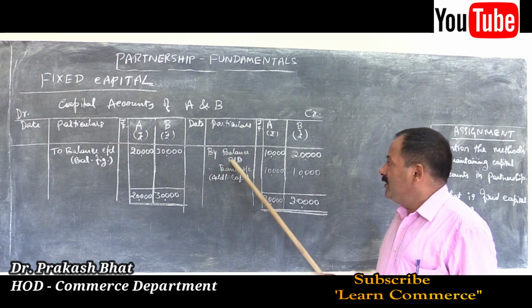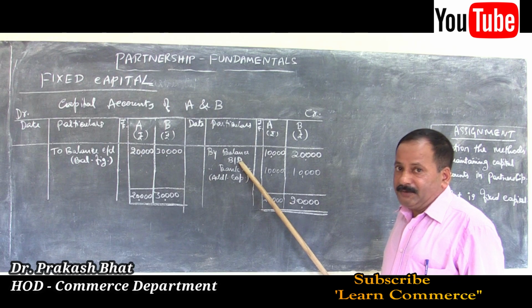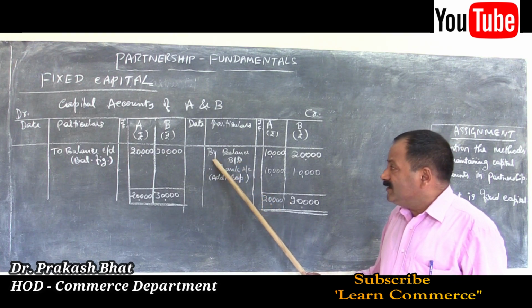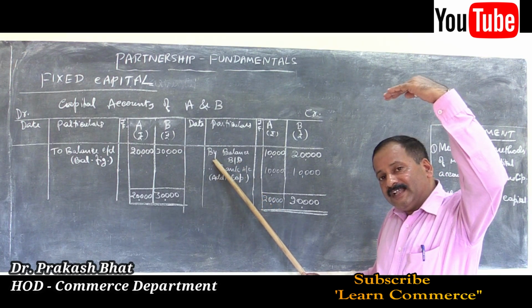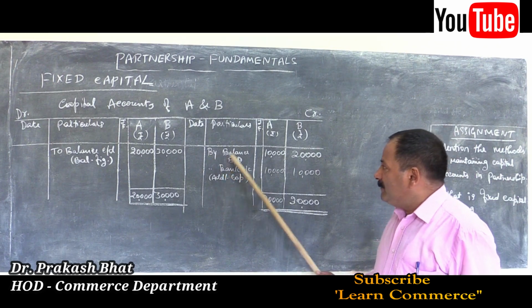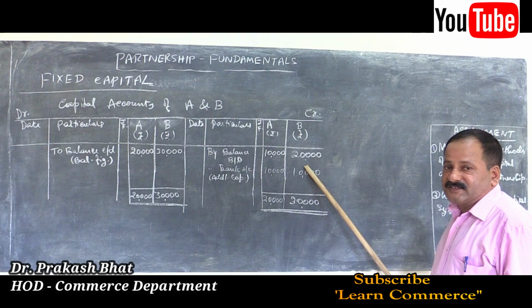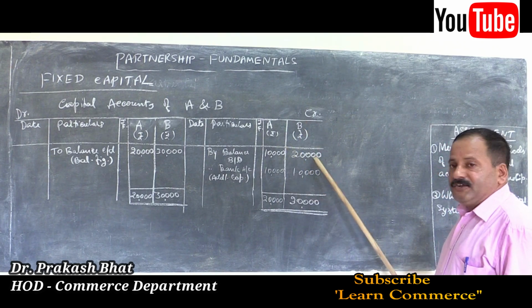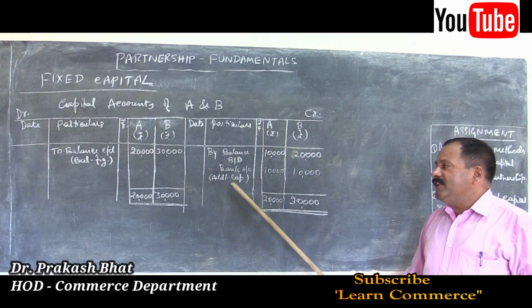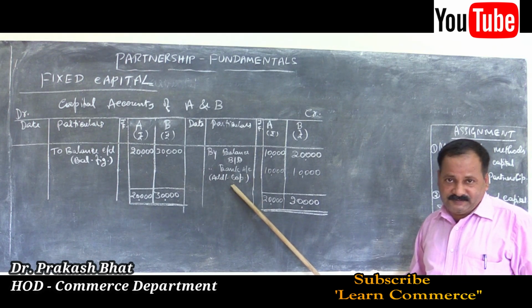by bank account, capital introduced. Like that, we will give the entry. I took it here assuming that the partnership firm was there during last year also. So by balance brought down, I took imaginary figures here: A 10,000, B 20,000. Then additional capital brought in by the partners.